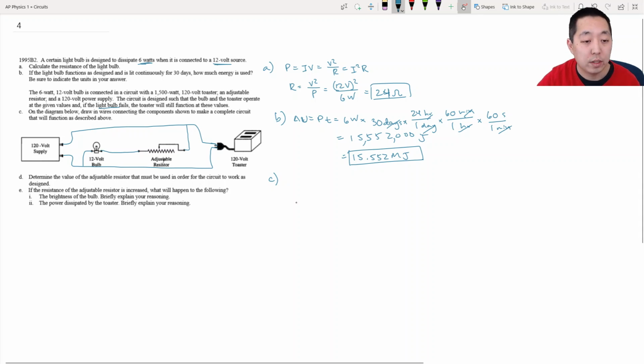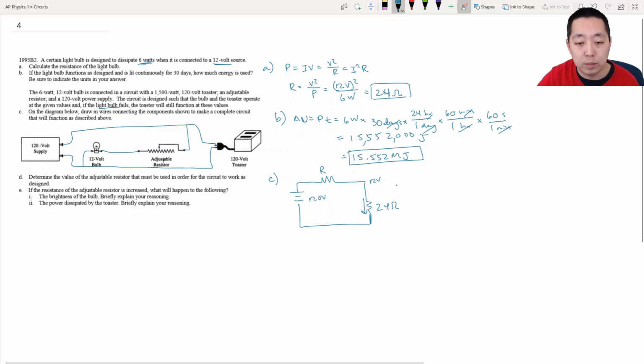Determine the value of the adjustable resistor that must be used in order for the circuit to work as designed. Okay, so I'm going to simplify this circuit. I have this 120 volt source. I have an adjustable resistor I'm putting here, which I'm just going to call R. I don't know what R is yet. And then I have my light bulb, which we model as a 24 ohm resistor. The key part is that this needs to be 12 volts over here, and this is 120 volts.